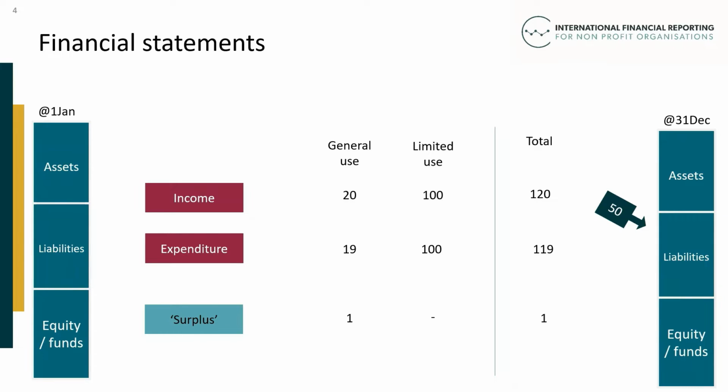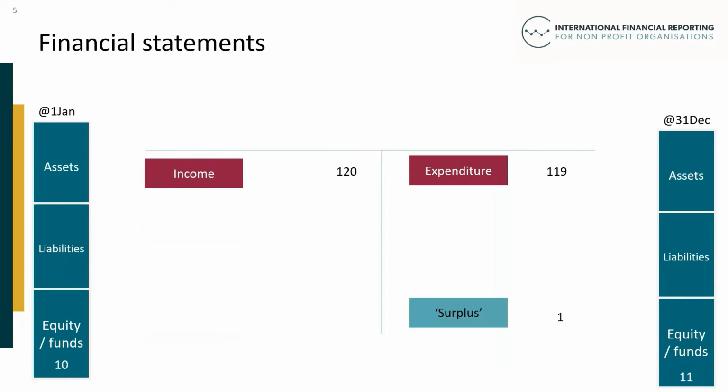So here's the 50 unspent income, so that it appears in the liabilities section of the balance sheet. And then that could either be in a single column or a multi-column presentation, either way. And then the movement in funds would be starting with 10, adding 1 and ending up with 11. And then finally, there's this T account presentation, which is common in India and elsewhere.